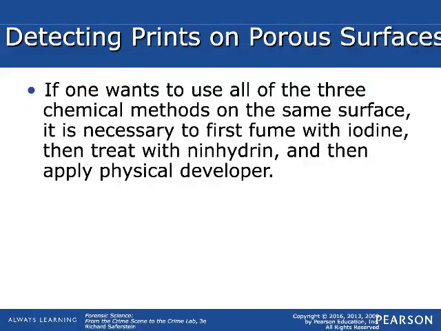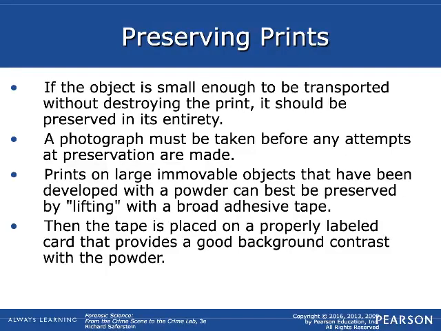Okay, now if you want to use all three of those chemical methods, they've come up with a protocol to do that. First, they fume with iodine, and then they treat with ninhydrin, and then they use the physical developer. I guess you could say you do it in alphabetical order, right? So iodine, ninhydrin, and physical developer would be the order that you would do it in if you wanted to use all three.